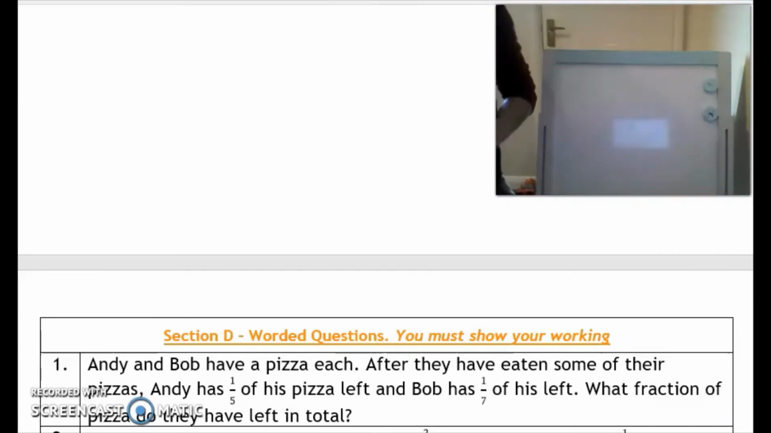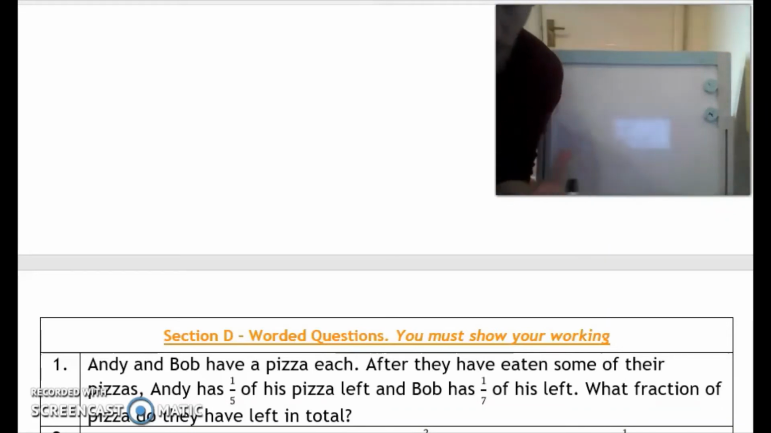I've changed the fractions a little bit, but the question's the same. So it's just about reading the question really carefully. It says, Andy and Bob have a pizza each. Now, I love pizza, and Bob loves pizzas as well. Now, after they've eaten some of their pizzas, Andy has 1/5 of his pizza left, and Bob has 1/7 of his left. What fraction of pizza do they have left in total?